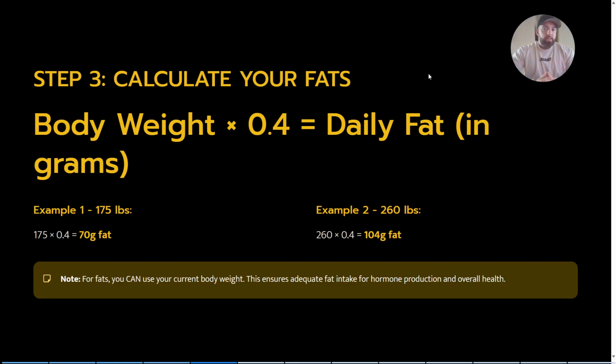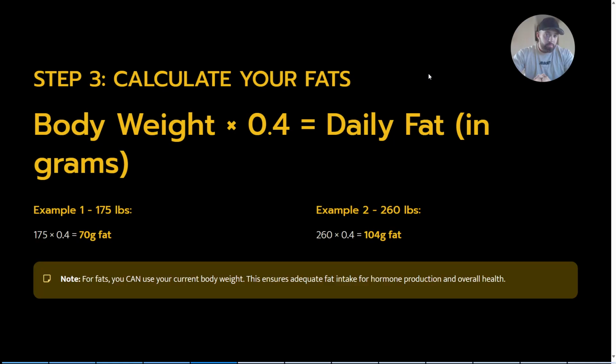To calculate your fats, you take your body weight times 0.4. Fats are good for stabilizing your hormones, for muscle retention, for testosterone, for digestion. Fats are good, so you need a certain amount of fats in your diet. If you're 175 pounds times 0.4, that's 70 grams of fat. Example two, if you're 260 pounds times 0.4, that's 104 grams of fat.